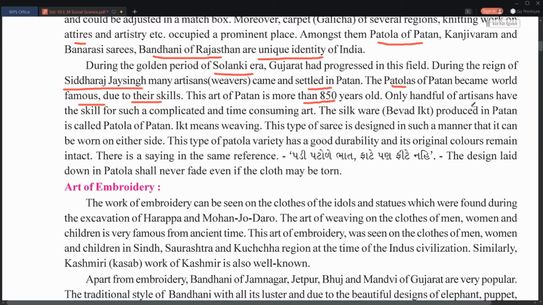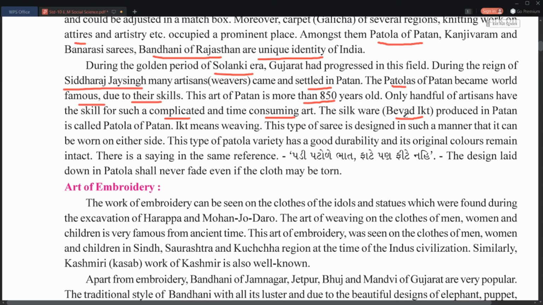Only a handful of artisans, now it is said that only three or so families are able to make this patola. Only a handful of artisans have the skill for such a complicated and time consuming art. This art is really a time consuming one, and its cost is also considerable, maybe in lakhs.